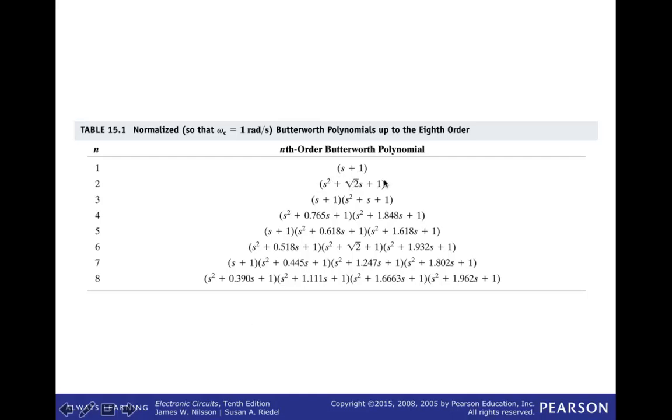The second thing to note is that the constant is always 1. The highest order term in the polynomial always has a coefficient of 1. So the main coefficient that's changing is the center term. So that's the second thing to notice. And notice, even for my fourth order filter, I basically have 2 of these multiplied together, and the difference is in the term in the middle.